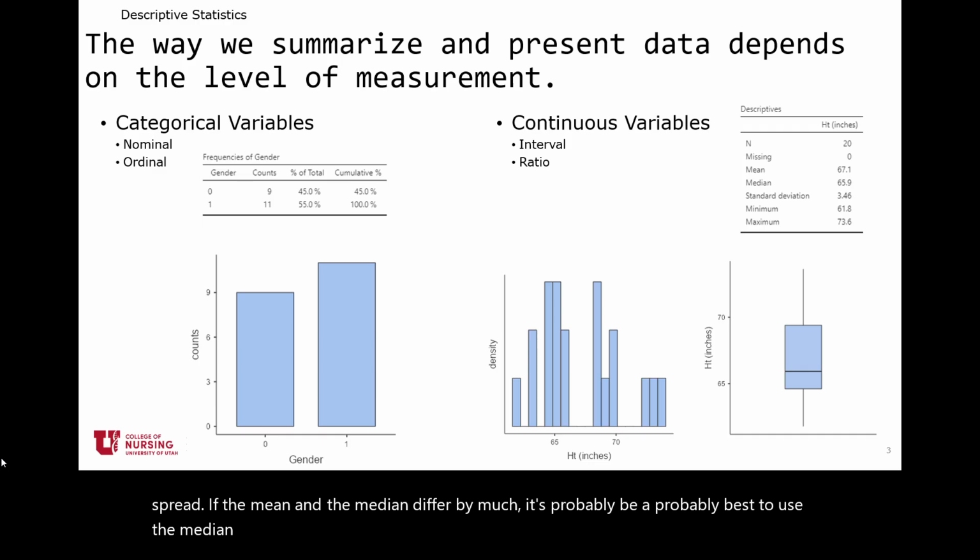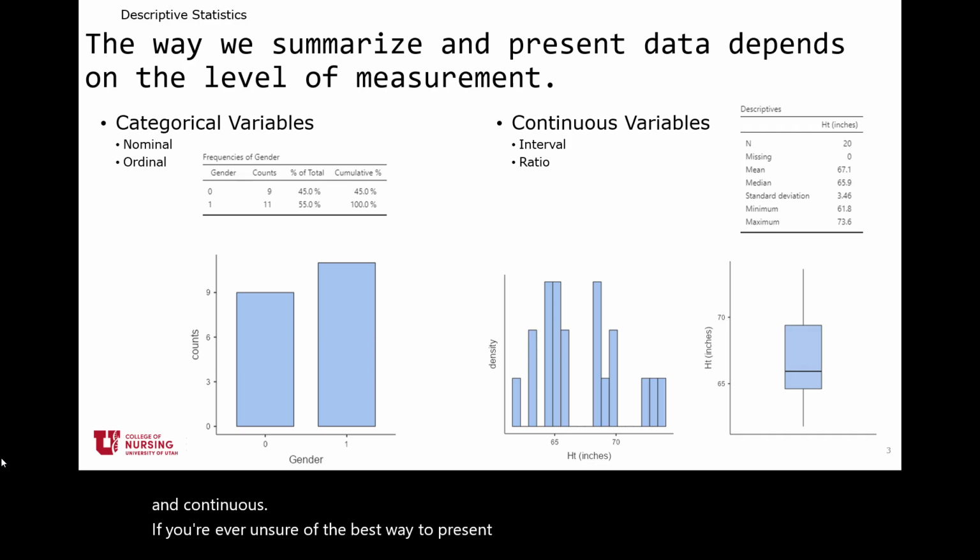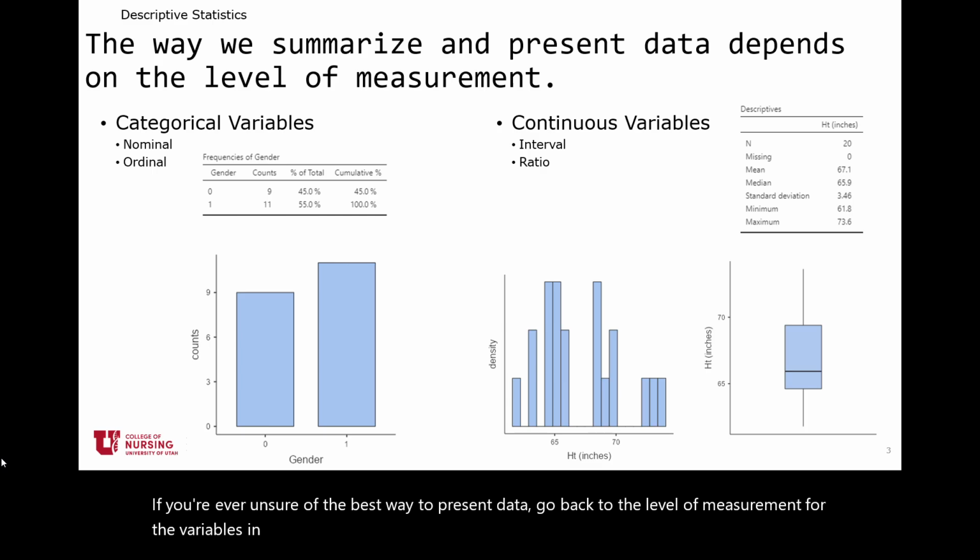Continuous variables are usually displayed as a figure using histograms and box and whisker plots. You should memorize the correct way to summarize and display categorical and continuous variables. If you're ever unsure of the best way to present data, go back to the level of measurement for the variables in question and use that as the way to decide how to display it.